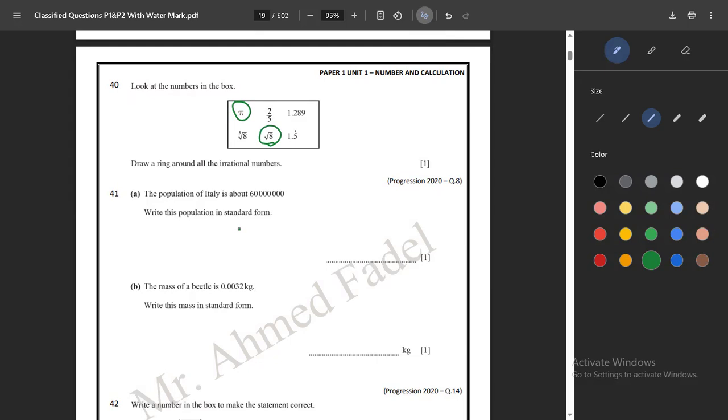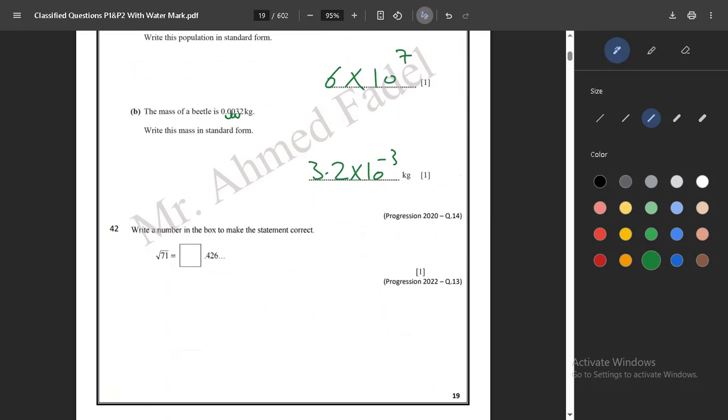The population is in standard form. I'm going to move the decimal point until it becomes 6 times. I'm going to move it 3 digits, 6 digits, 7 digits. So it is 10 to the power of 7. I moved it to the left, so it's positive 7. The mass is here. Write this mass in standard form. I'm going to move it 1, 2, 3 until it becomes 3.2 times 10 to the power of negative 3. I moved it 3 digits to the right.